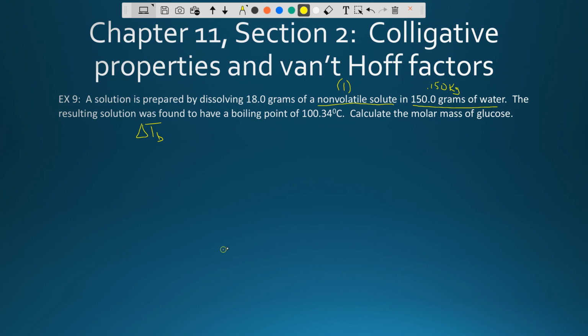Now, water does typically boil at 100. So notice that my change is 0.34 degrees Celsius. Okay, it changed by that much. So I know that value. That will equal the boiling point constant, which is 0.51. I don't know my molality. That's actually what I'm trying to find. I want to find the molar mass of this thing, which is a function of grams per mole. But molality, remember, is moles per kilogram of solvent. So we're going to piece those pieces together. Now, my van't Hoff factor is going to be 1 because it's non-volatile.